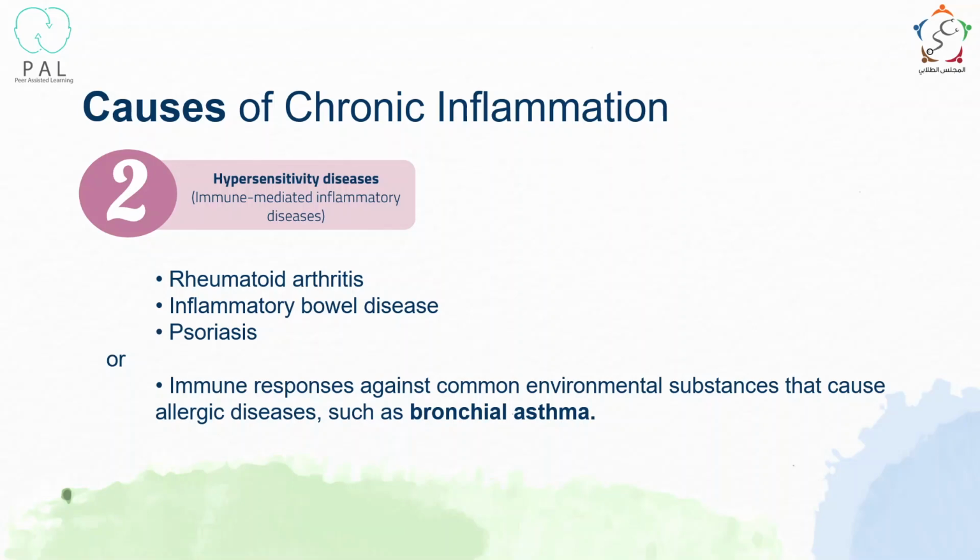However, I think the most prominent example is bronchial asthma. In bronchial asthma, it's considered a hypersensitivity reaction that results in chronic inflammation. Over time, there is remodeling of your airways in the lungs, so in the bronchi, and this is one form of chronic inflammation.